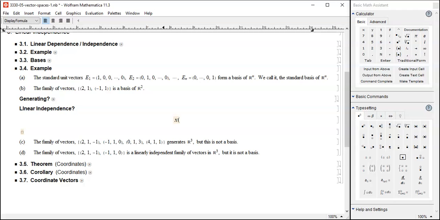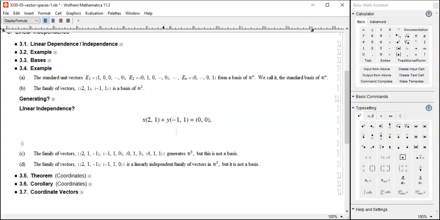Linear combination x(2, 1) plus y(-1, 1) should be equal to the 0 vector (0, 0). So what do we get? 2x minus y is equal to 0 from the first coordinate, and x plus y is equal to 0 from the second coordinate. And then let's work it out.